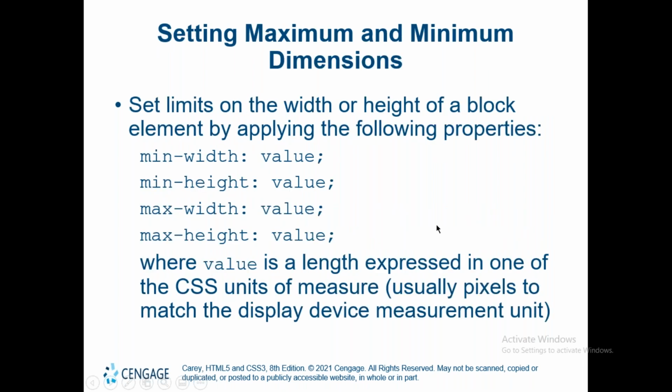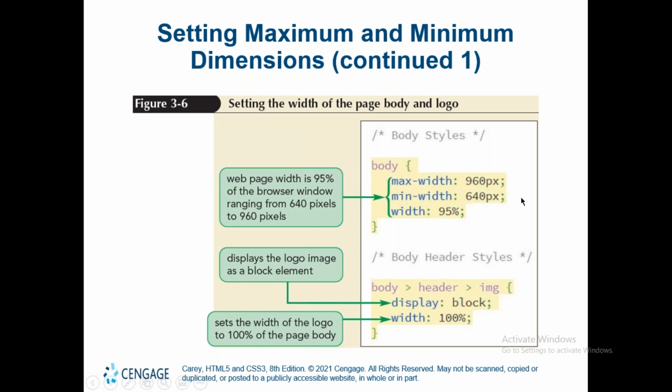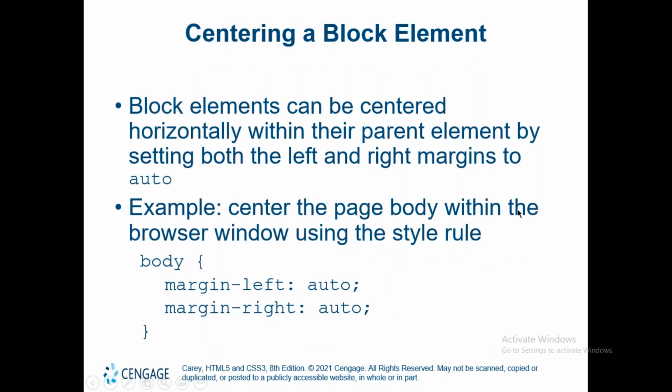Setting maximum and minimum dimensions, we can set limits on the width or height of a block element by applying the following properties. So we can have a minimum width, a minimum height, a max width, and a max height. And this would be the syntax for those. This is what it would look like, and it just kind of tells you in these. So a lot of these slides are just kind of obvious things, right?